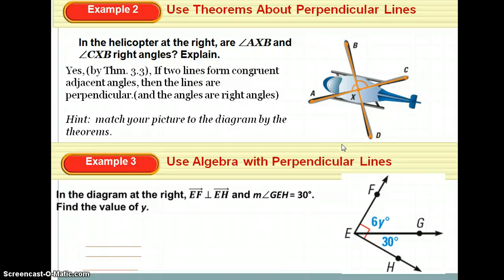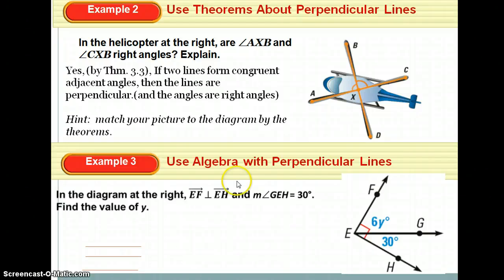Okay, and here's a hint what you can do. You can match your picture to the diagram of the theorems. Those theorems that we saw earlier are in your book, if you're in my actual class. They're in your book on page 114 and 115. They're right next to each other. Look for the picture that looks most like the one you see right here with the helicopter. Just take the helicopter off and look at the blades. That's how you're going to see it.